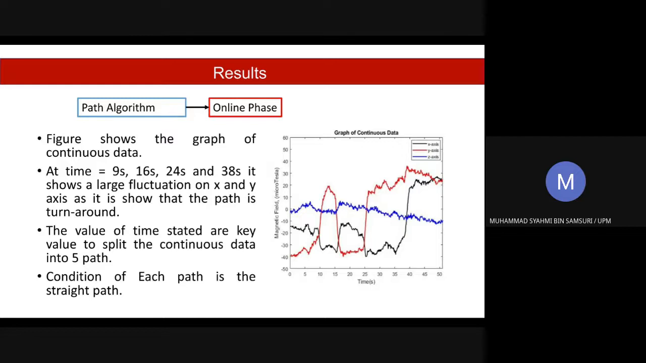At time equal to 9 seconds, 16 seconds, 24 seconds, and 38 seconds, it shows a large fluctuation on the x and y axes, which shows that the path is turned around. The path that is turned around, we need to split, because before it turns around we can let it be a path. So the time values stated are key values to split the continuous data into 5 paths. The condition of each path is a straight path.